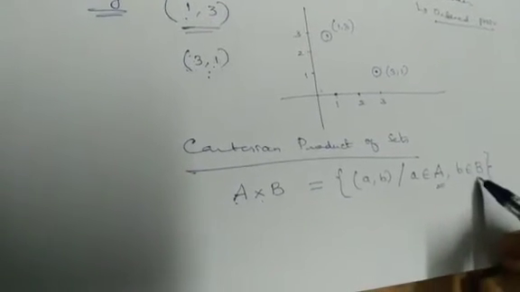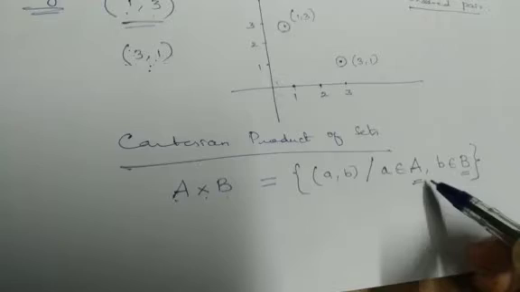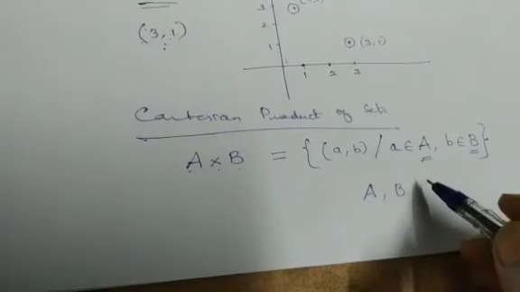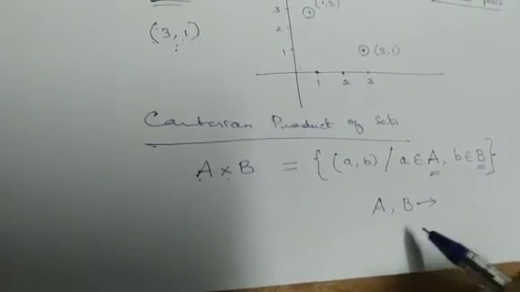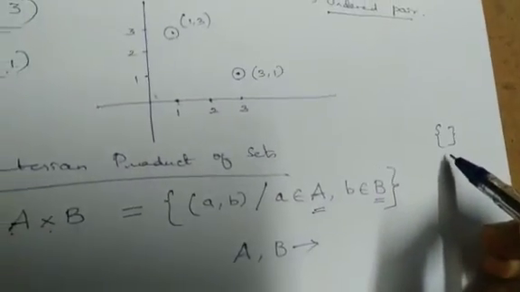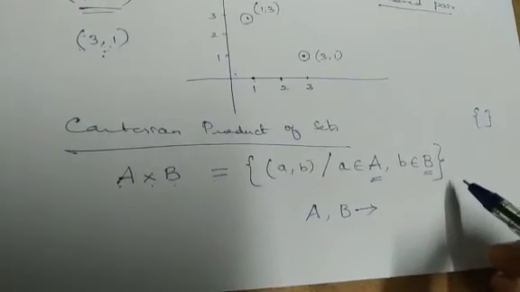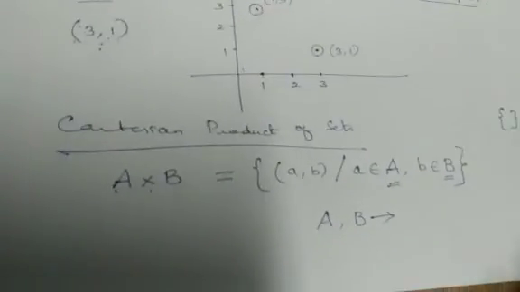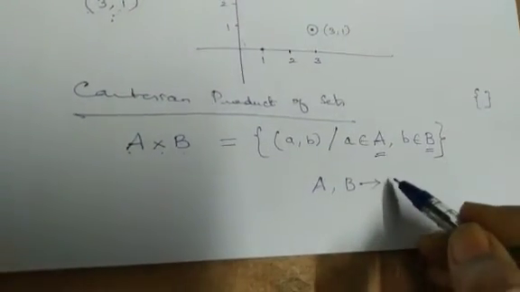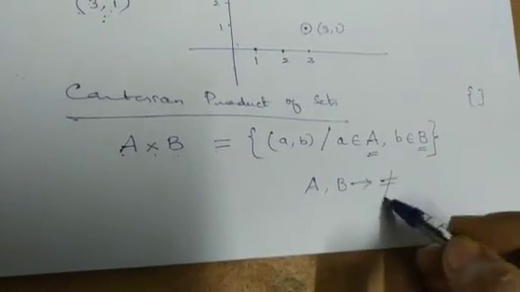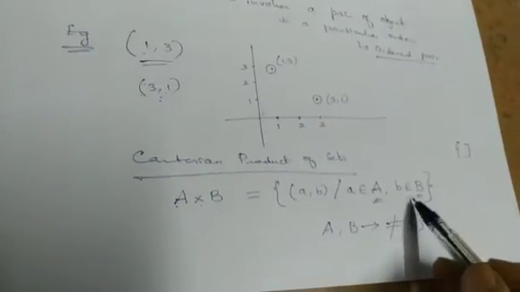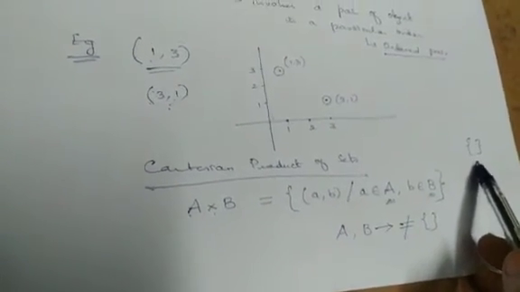Here the important point is that A and B are two non-empty sets. What do you mean by a non-empty set? A null set means there is no element inside the set. Non-empty set means there is at least one element. The set consists of at least one element. That is a non-empty set. So A and B are not null sets here. Hence, the two sets A and B are non-empty sets.